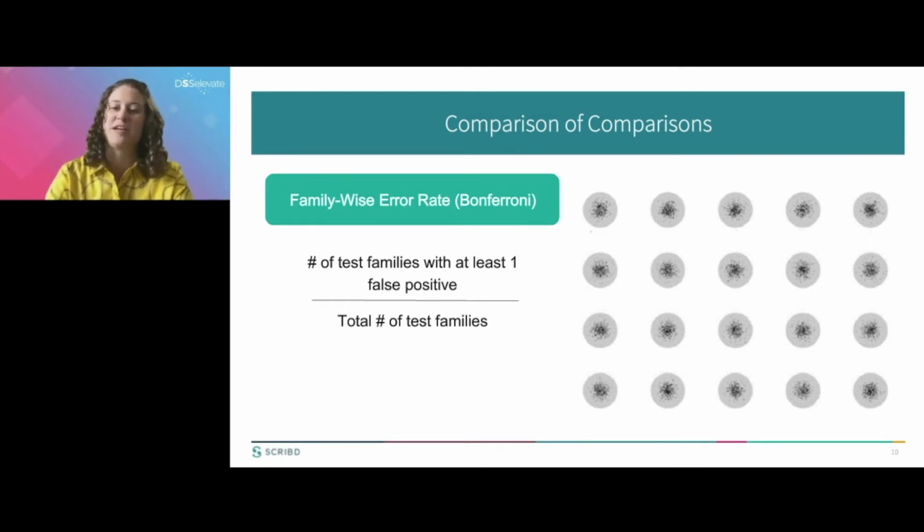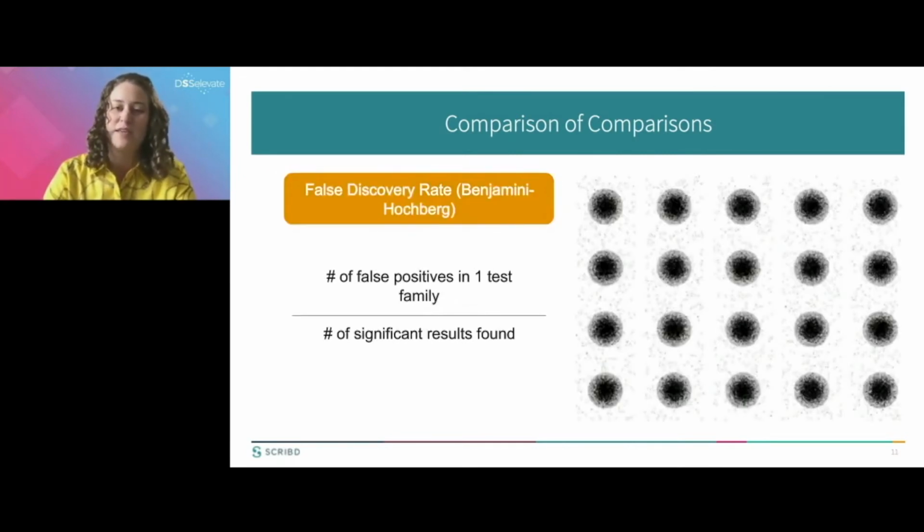So by contrast, the Benjamini-Hochberg procedure allows for having more false positives than Bonferroni. So what you're setting with Benjamini-Hochberg is actually called the false discovery rate, as opposed to the family-wise error rate with Bonferroni. The false discovery rate is defined by the number of false positives in a single test family out of the number of significant tests or significant results that you found in that family.